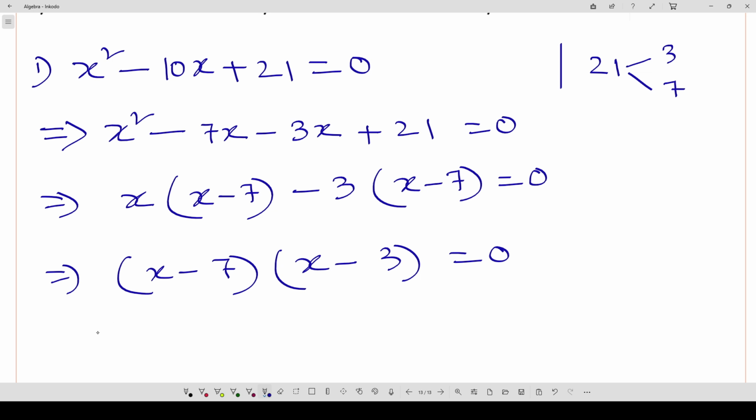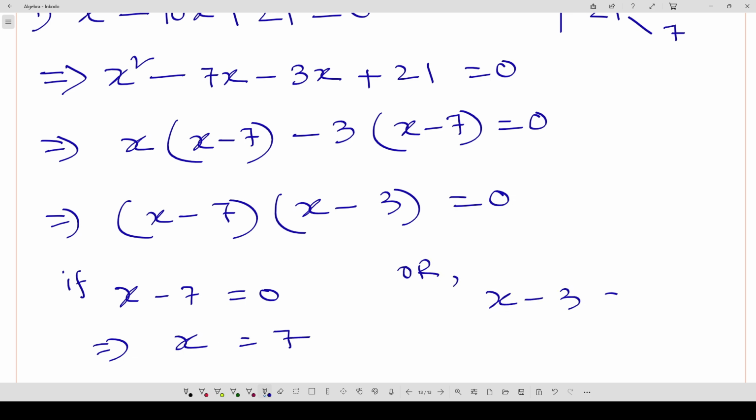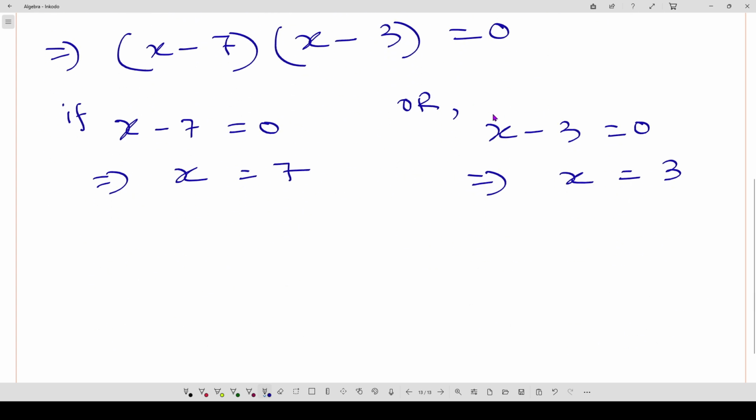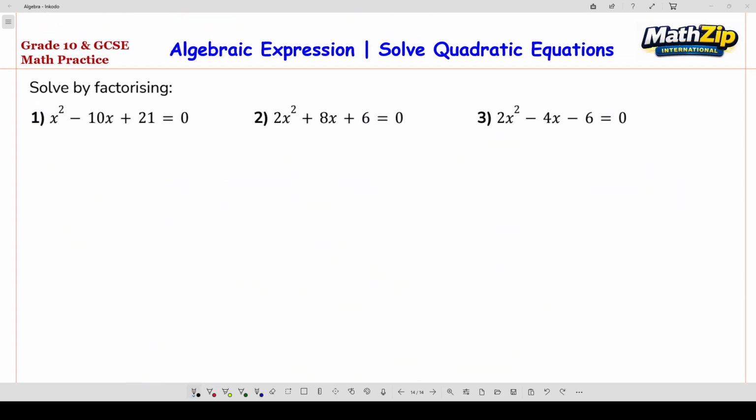So if x minus 7 equals 0, then x equals 7, or x minus 3 equals 0, then x equals 3. So the answer is x equals 3 or 7. So this is our first question.